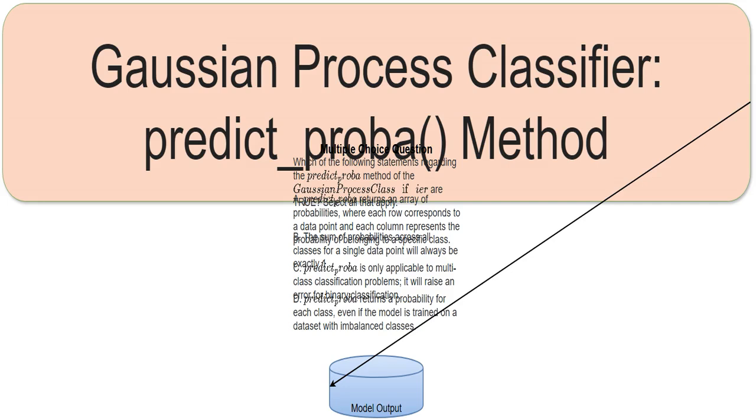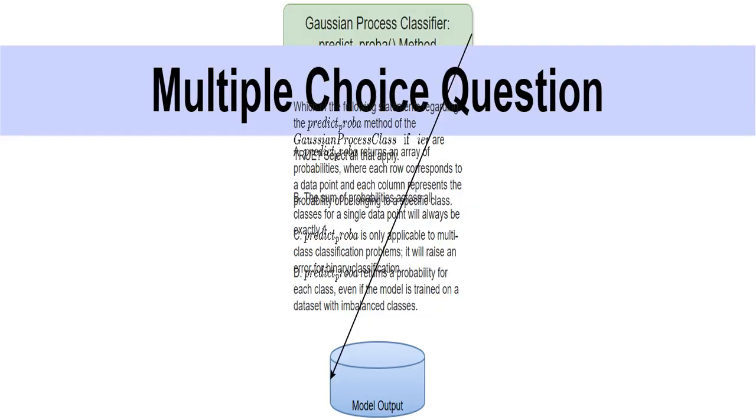This refers to a specific method, predict_proba, within the GaussianProcessClassifier, which is a tool from a machine learning library called sklearn. It's used to get the predicted probabilities. I use this method to determine how confident my classifier is in its predictions. This indicates that I am facing a multiple-choice question about the method mentioned above.